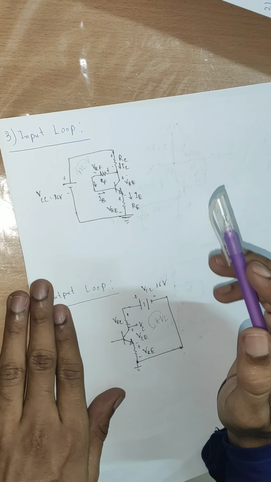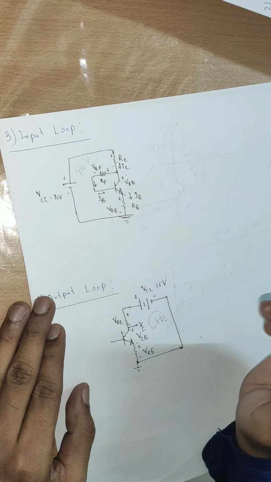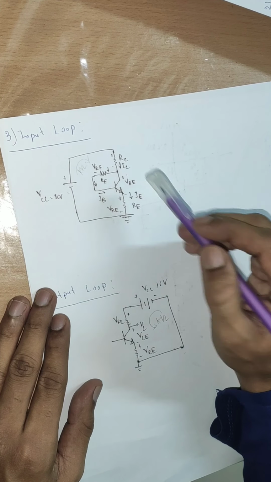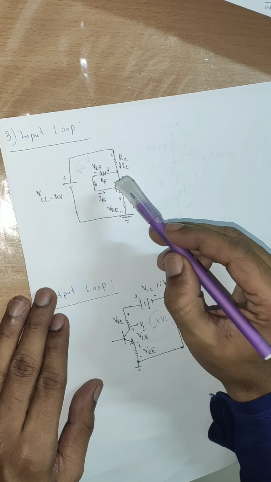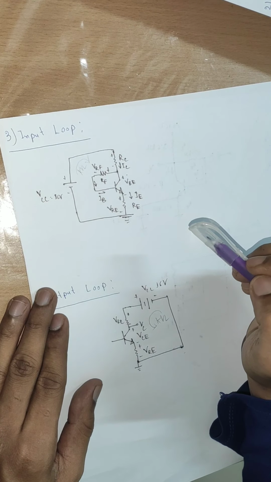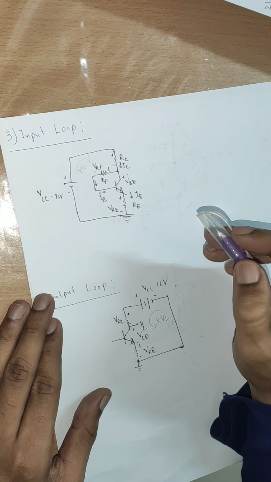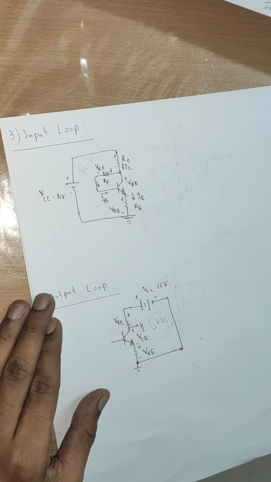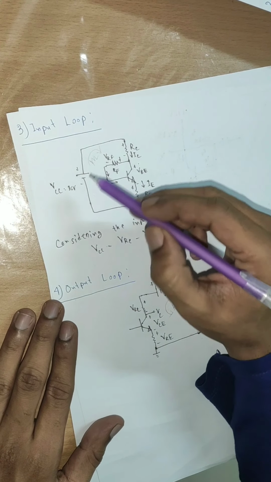And here comes our third step, which is the input loop. We will now individually work with our input and output loops. First, let's consider the input loop. Here RC, RF, RE resistors are given. VRF is the voltage across the feedback resistor RF. VBE, we know for a silicon diode, is 0.7 volt. We set the polarities now in the circuit in order to apply our Kirchhoff's voltage law equal to 0. We can see this loop works clockwise.